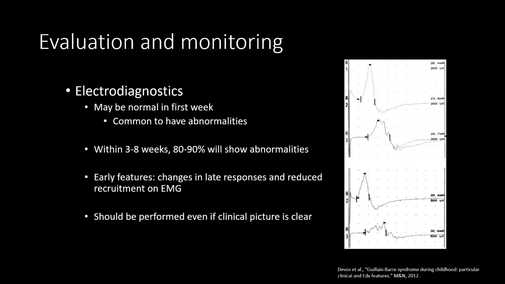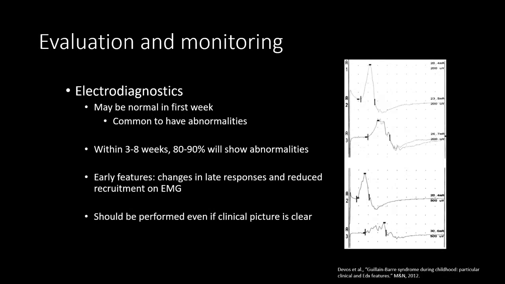And then within 3 to 8 weeks, 80 to 90% will show abnormalities. Early features that you might see are changes in the late responses, so prolonged F-wave latencies or absent F-waves, or just reduced recruitment on EMG, particularly in those proximal muscles, since the nerve roots do tend to be affected early. On the right-hand panel of the screen, I've shown conduction block in the peroneal and tibial nerves. You're lucky if you see this within the first week, but eventually this is one of the classic findings that you'll see in any demyelinating neuropathy.